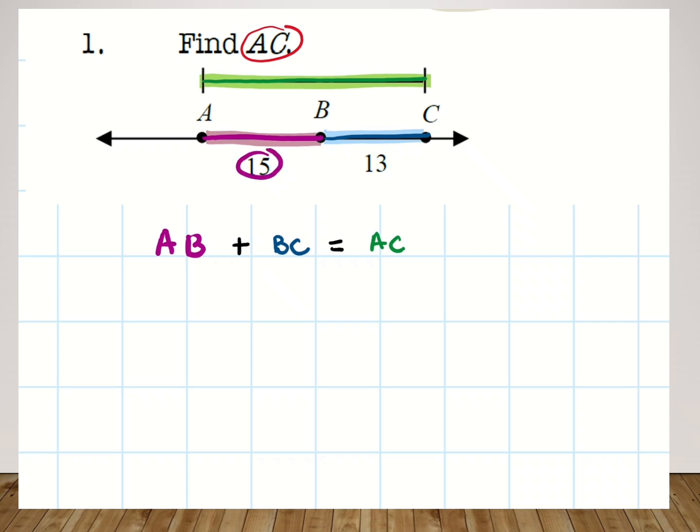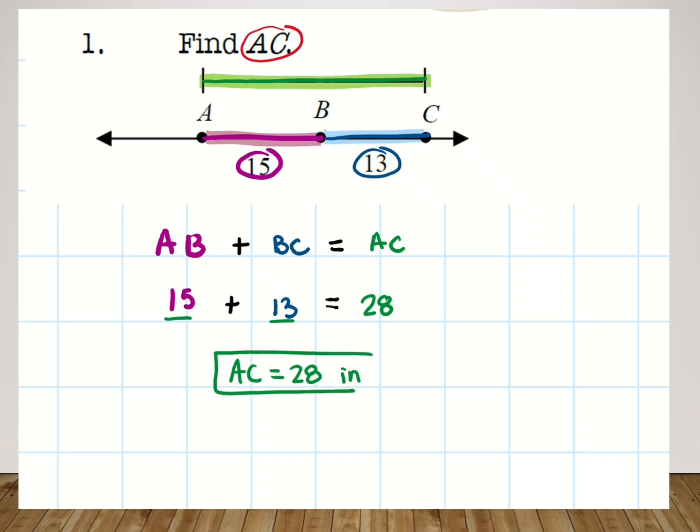So what we would do next is substitute those values with the given values that we have in the diagram. So AB is 15 and BC is 13, and it's going to equal AC. Well, if AB is 15 and BC is 13, then AC would be 28 if I simply add them together.